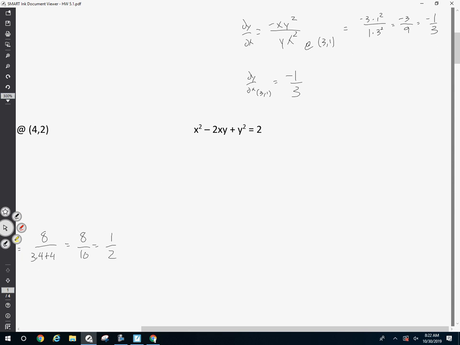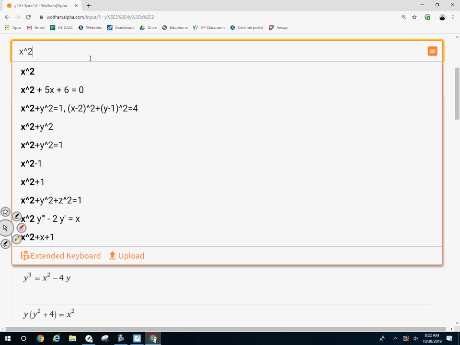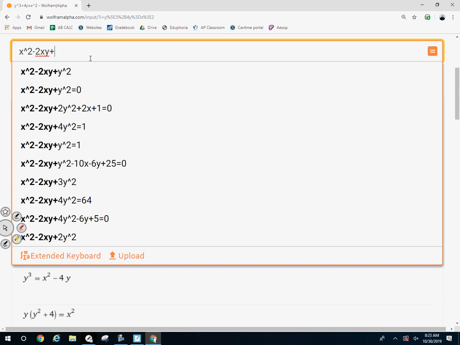All right, moving towards, I believe this is an ellipse, could be a hyperbola, a rotated hyperbola. Let's see, x squared minus 2xy plus y squared.